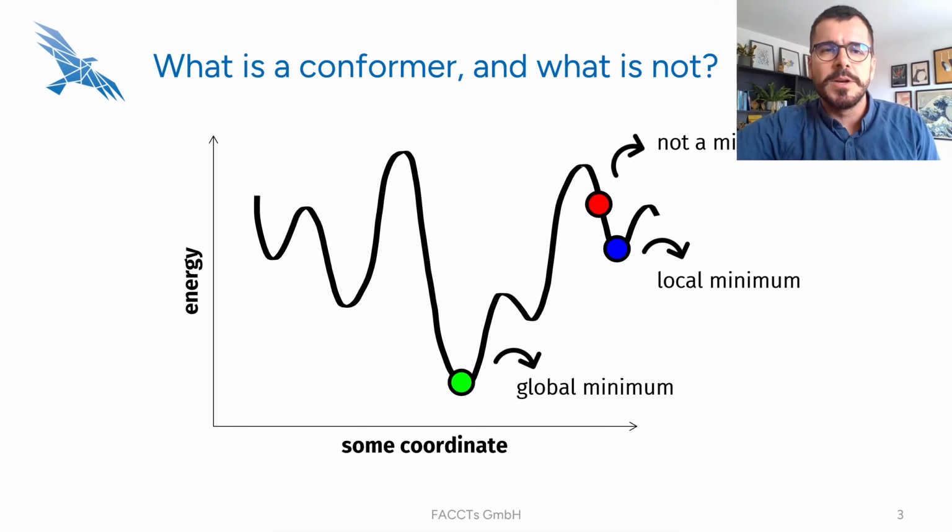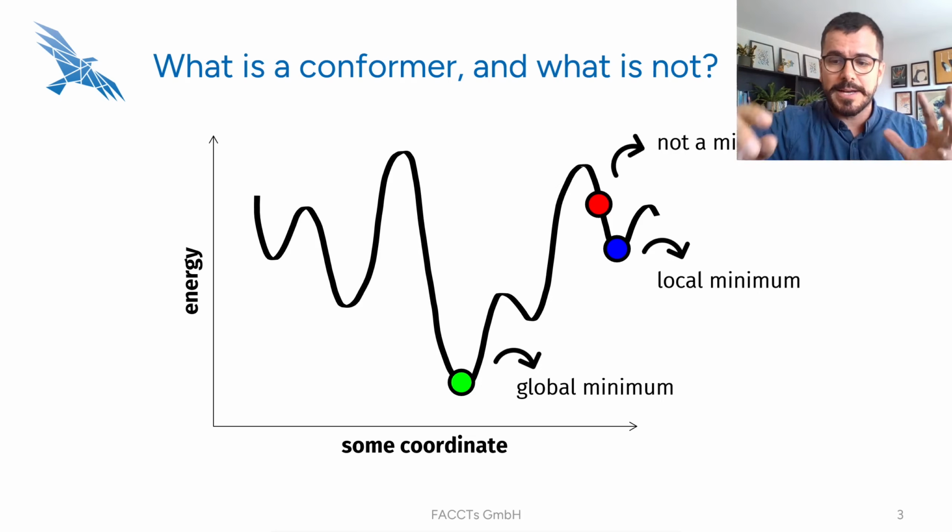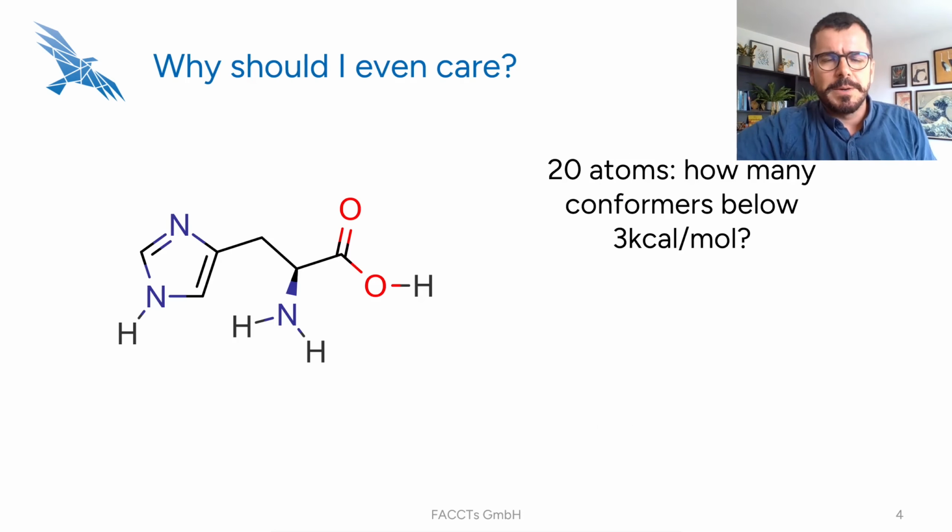So let's start the discussion with what is a conformer and what is not a conformer. You can see from the red ball on the plot here that this is not a minimum. This is just a structure on the potential energy surface. The blue ball shows a minimum, and the green ball shows the global minimum. So you might have several possibilities for a given potential energy surface, as you know. But let's think a little bit about it.